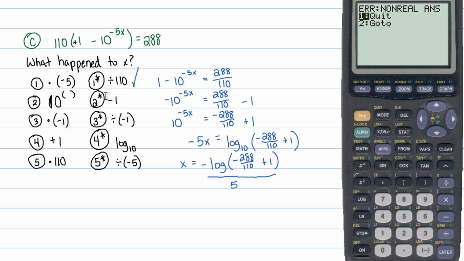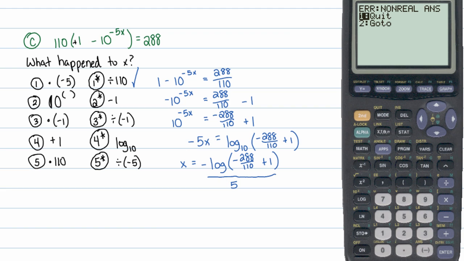Subtract 1. Divide by negative 1. Do the log to undo the exponent. And divide by negative 5. Let's see if I did all that. Divide both sides by 110. Boom. Subtract 1. Yep. Switch signs on everything. Take the log base 10 of both sides. Yep. Divide by negative 5. Sure. So what is wrong?